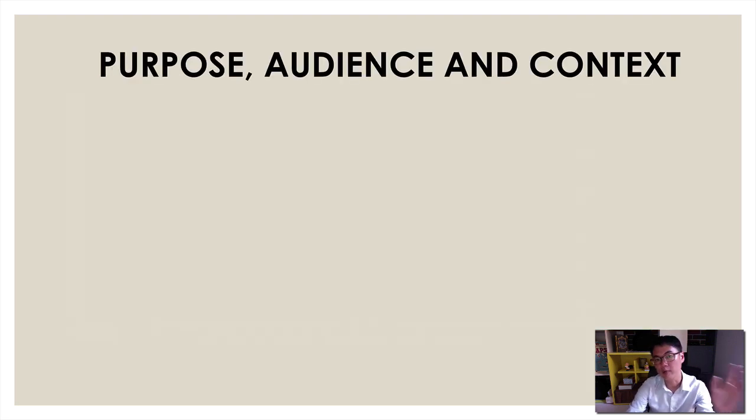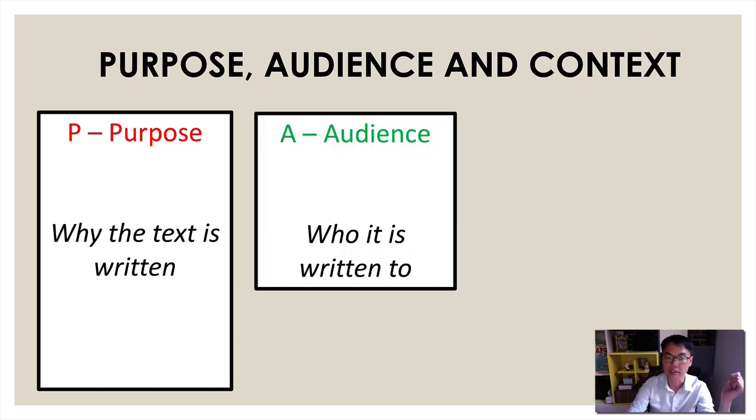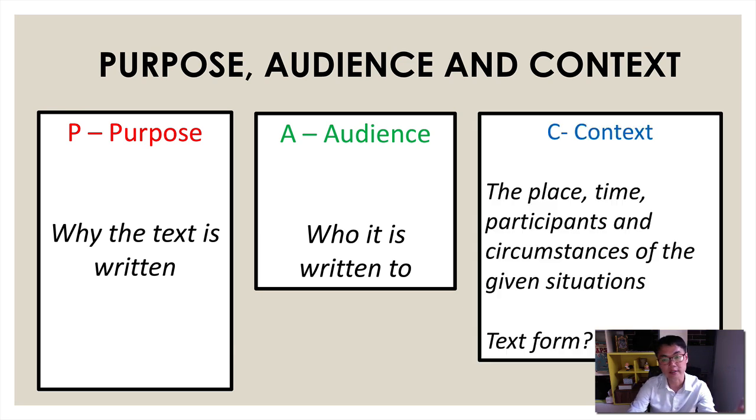Now let's talk about purpose, audience, and context. Remember, the 6 marks that you need to score come from clear awareness of purpose, audience, and context. So purpose: why the text is written. Audience: who the text is written for. And context: the place, the time, the participants, as well as the form that the text takes. So in this case, an email.